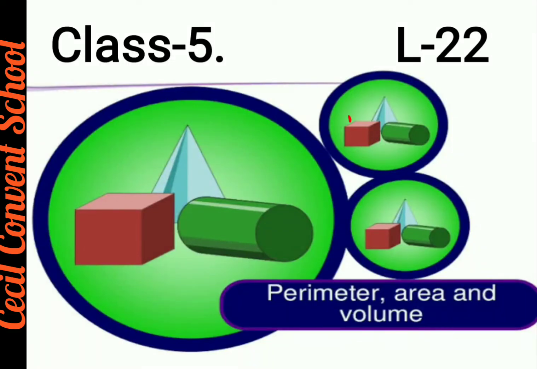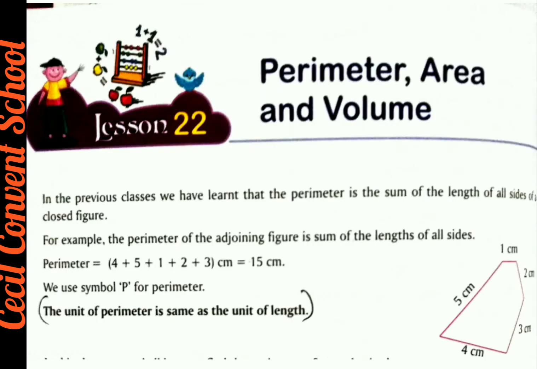Today, students, we are going to start a new chapter, lesson number 22, perimeter, area and volume. First of all, students, we will do perimeter. Do you know what a perimeter is? In the previous chapter also, I told you the meaning of perimeter or circumference. Circumference is the boundary of a figure. Perimeter is also the boundary of a figure. Clear? So I will tell you the basic definition of perimeter.